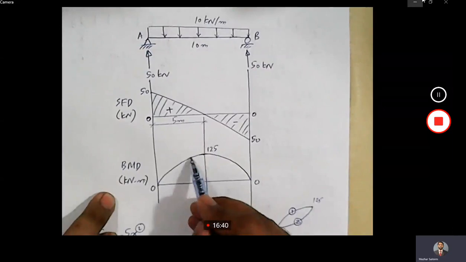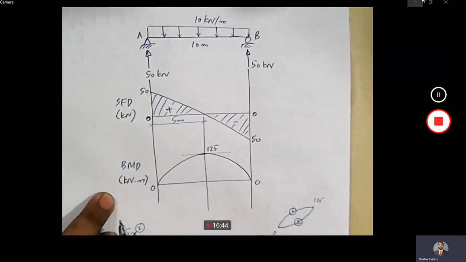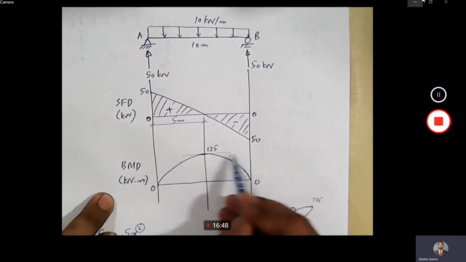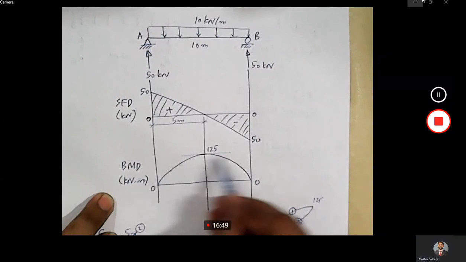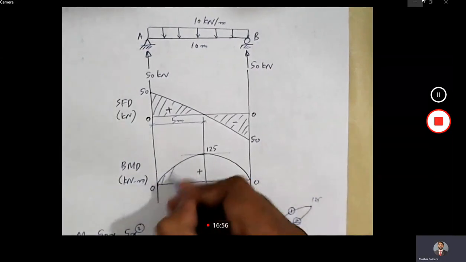Slope of bending moment diagram is 0 here. If I draw a line here, it's 0 here. I've drawn a tangent at this point, and that tangent is exactly horizontal. So slope is 0, where it has some value at this point. So this is the bending moment diagram.